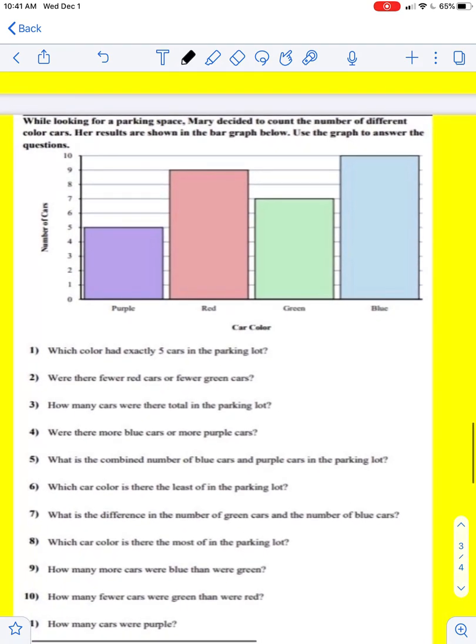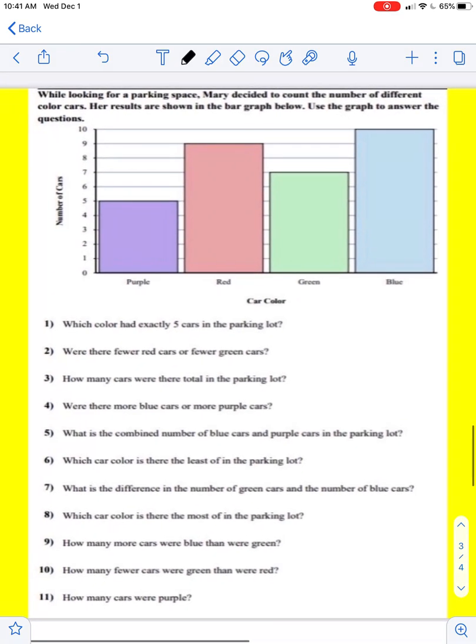Okay, so now you are going to go ahead and answer these 11 questions based on this histogram. So I want you to pause the video and answer these 11 questions.